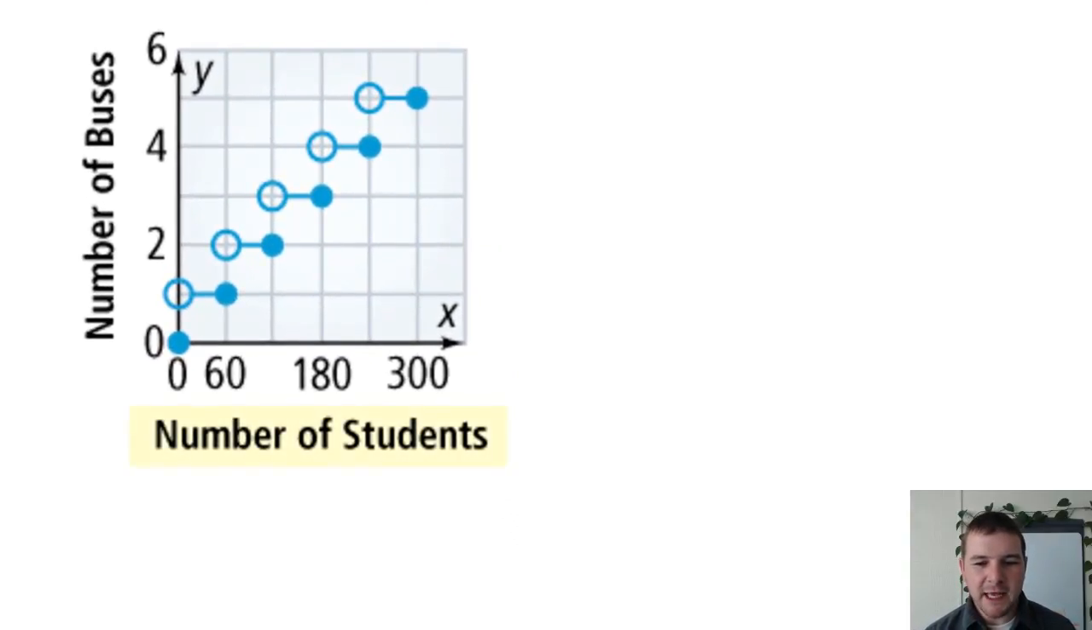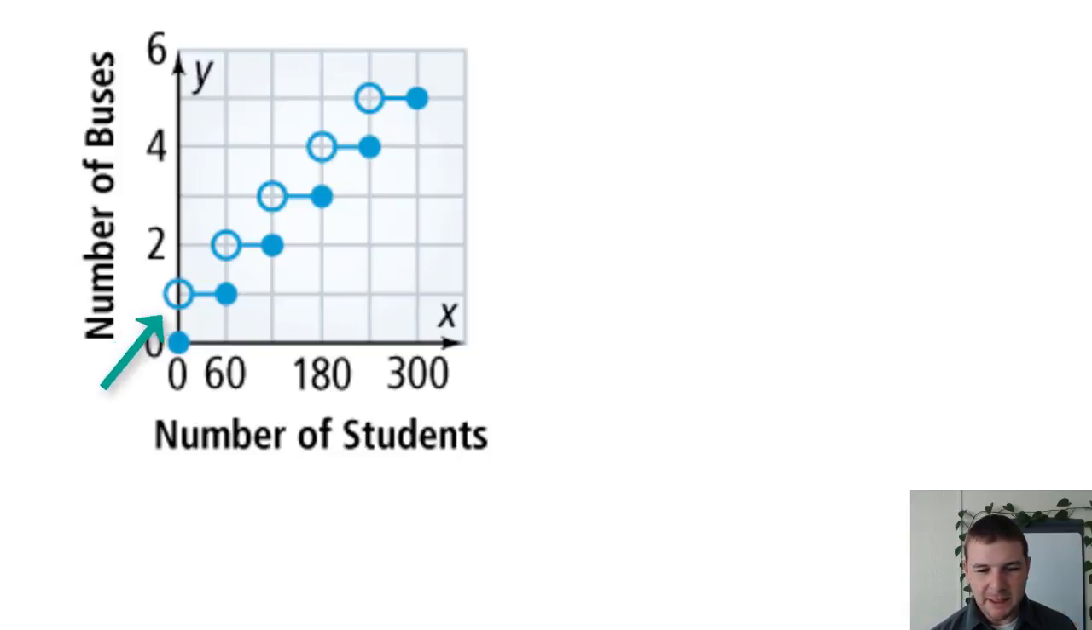We have the number of students x on the horizontal axis, number of buses y on the vertical axis. First we have the point 0, 0 plotted, because like discussed above, when there are 0 students, 0 buses are required. Then moving straight up from that, at y equals 1 on the y-axis, we have an open circle and a line segment extending to the right.